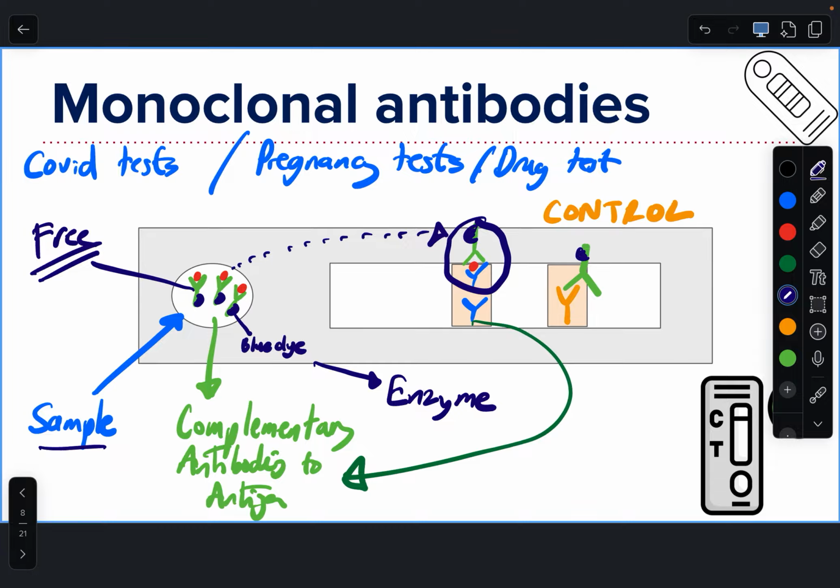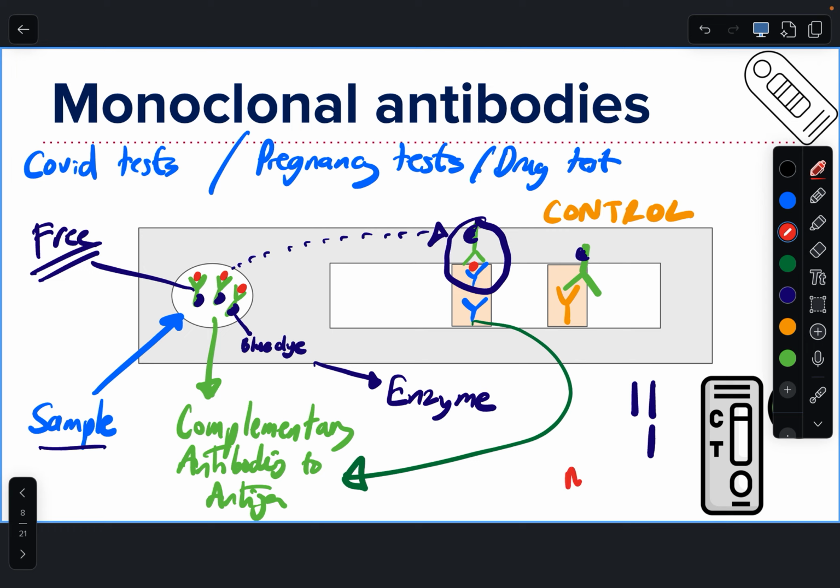So a positive test result would be 2 blue lines. A negative test result is 1 blue line on the second site. If you get no blue lines, that does not mean you do not have the antigen. No blue lines means a faulty test.